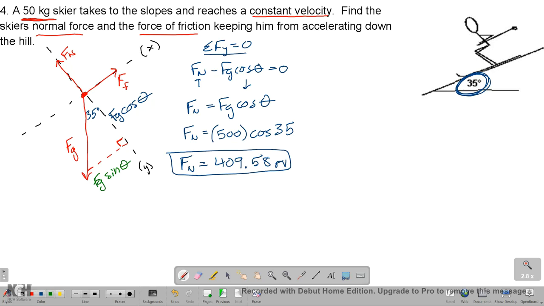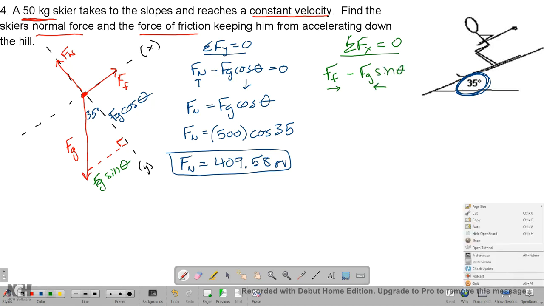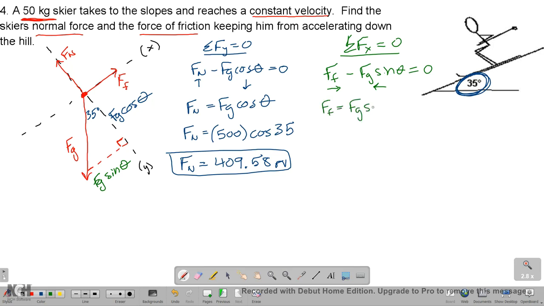The next step here would be to find the force of friction, and since friction is acting in the x direction, we will go ahead and do a sum of the forces in the x direction. We know that's equal to 0 because he's moving at a constant velocity. So, force of friction, just going to the right, minus Fg sine theta, which is going to the left. It's on the left side of the y-axis. This is equal to 0. So, force of friction is equal to Fg sine theta.